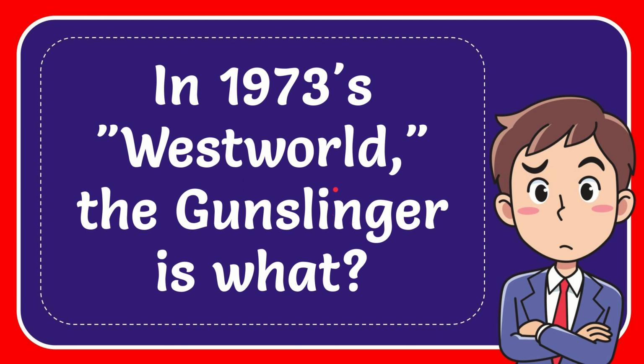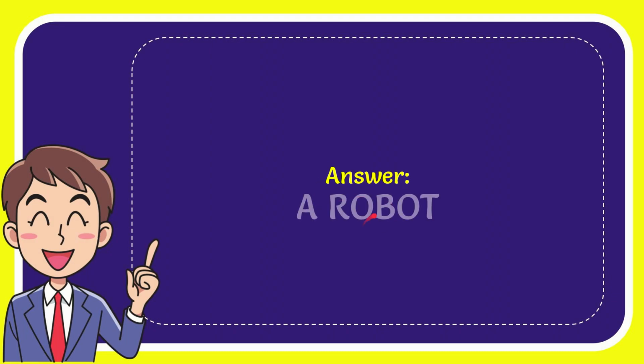In this video, I'm going to give the answer to this question. The question is, in 1973's Westworld, The Gunslinger's what? When I give the answer to this question, the correct answer is a robot. What is the answer to the question? A robot.